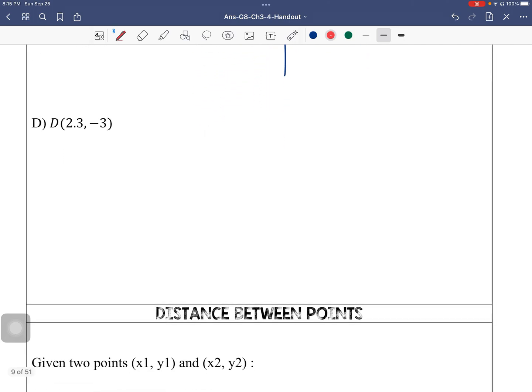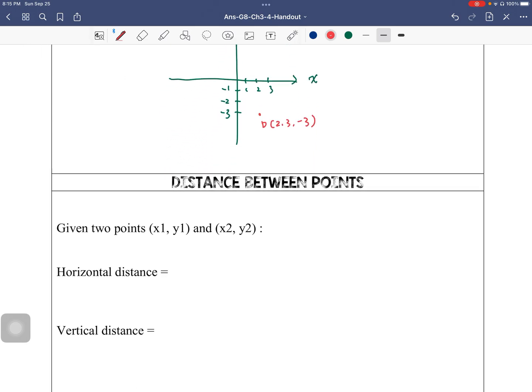And now I have D. 1, 2, 3, and -1, -2, -3. So 2.3 and -3. So this is D, 2.3 and -3.